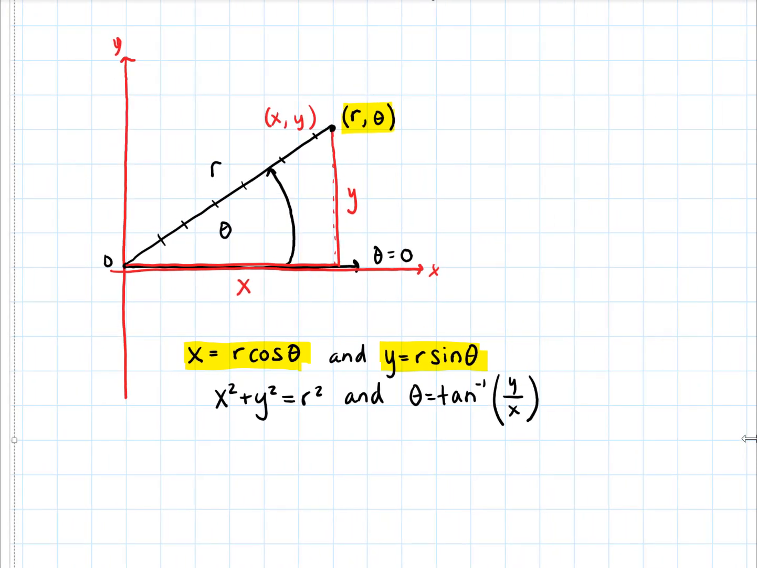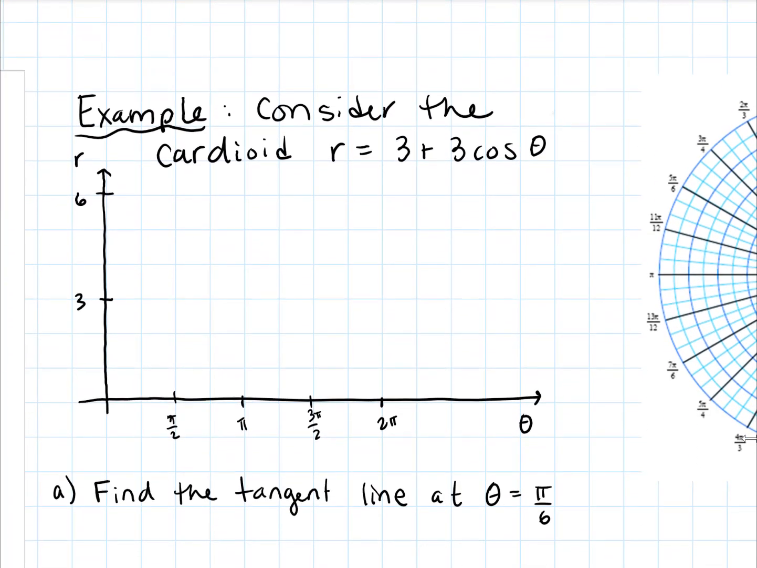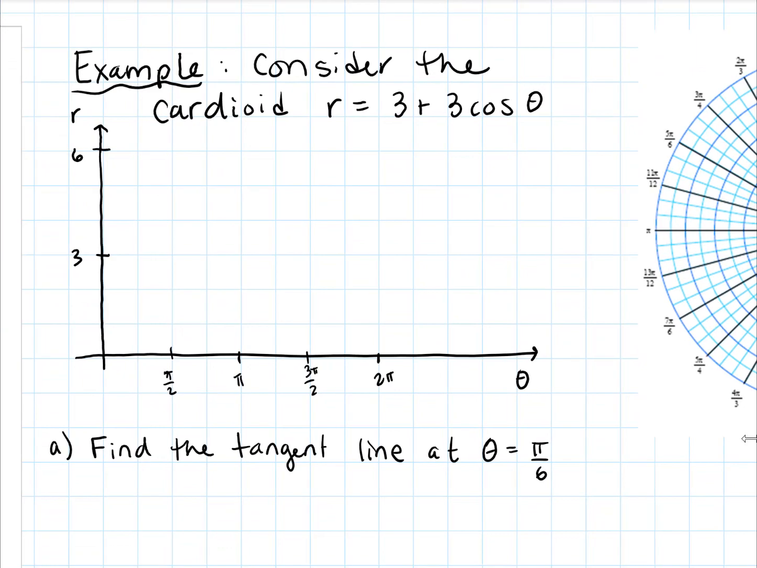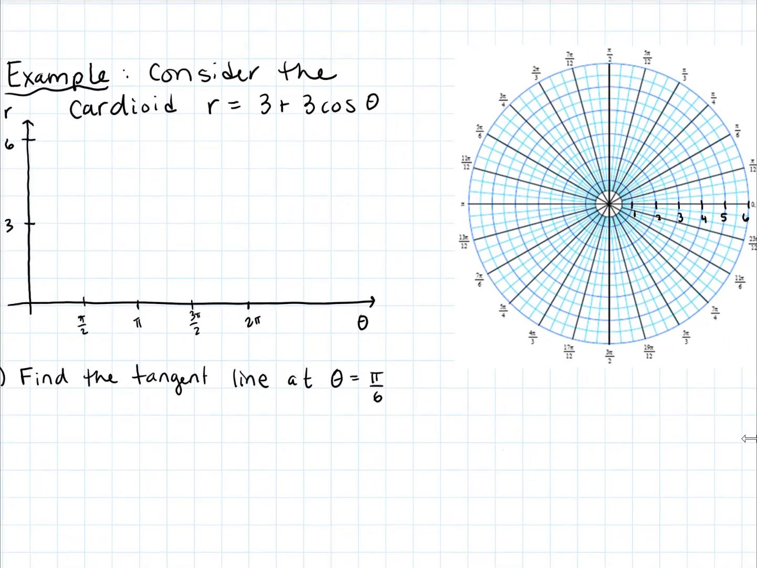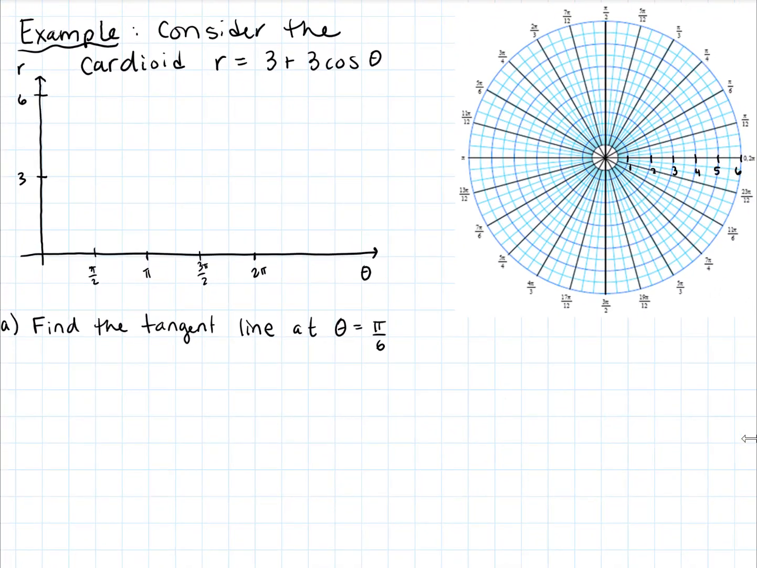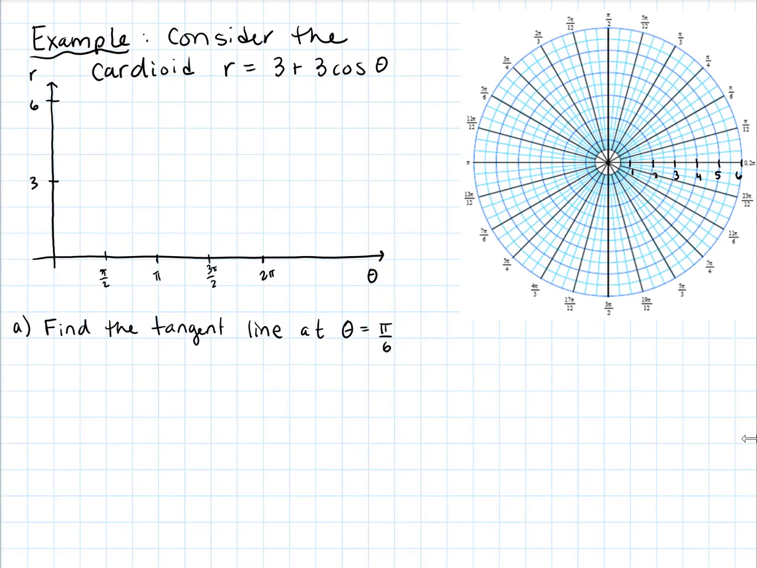Let's use those equations. Let's come down here, set up an example ahead of time, and see if I can get it all on the screen. There we go. I have a couple of parts to this, but let's start with part A. Consider the cardioid r equals 3 plus 3 cosine of theta. That does fit the family of curves called the cardioids. However you graph your polar equations, utilize those skills to graph these. Ultimately, we want to find the tangent line to that curve at theta equals pi over 6.